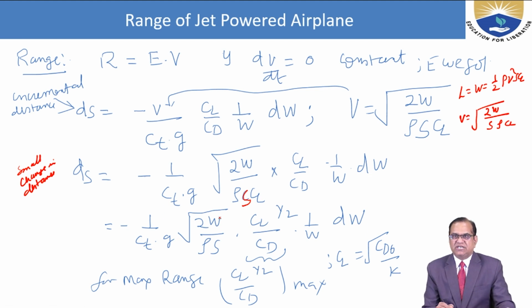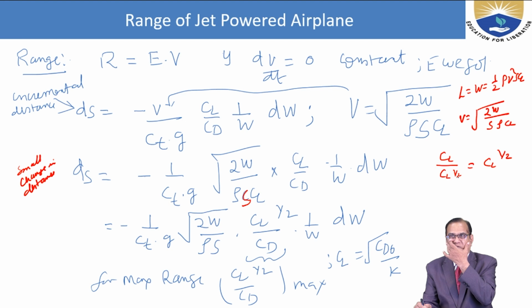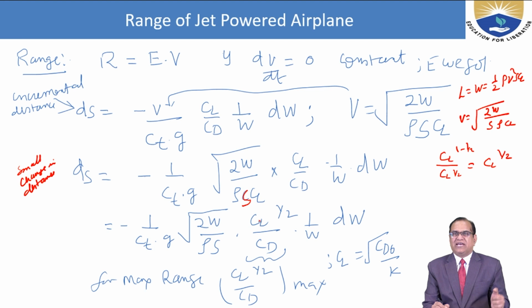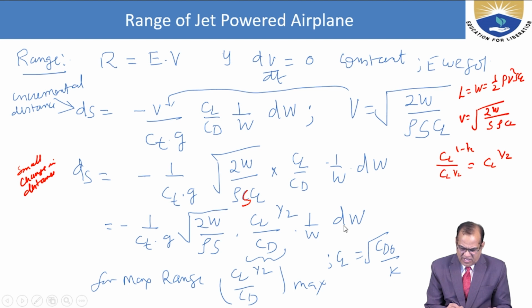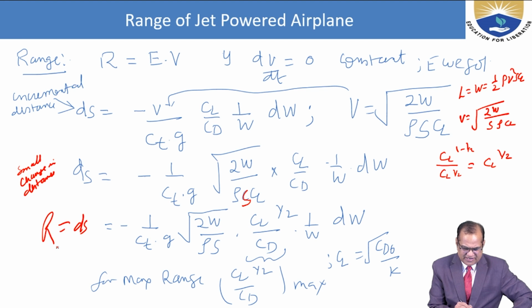Minus 1 by Ct into G, here 2W by rho S. This Cl, if I take it outside, here you will get Cl divided by Cl to the power 1 by 2. So what will we get? Cl to the power 1 minus 1 by 2, so Cl to the power 1 by 2 by Cd, 1 by W into dW. So we got this ds, and this is called the range also.